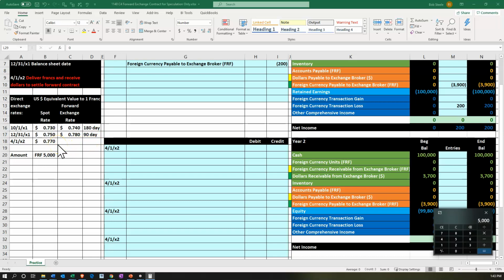So I'm going to take the 5,000 times the spot rate, 0.77. We get that 3,850. Taking that amount minus what's currently in there, 3,900, we get the $50 change, $50 change being a gain.